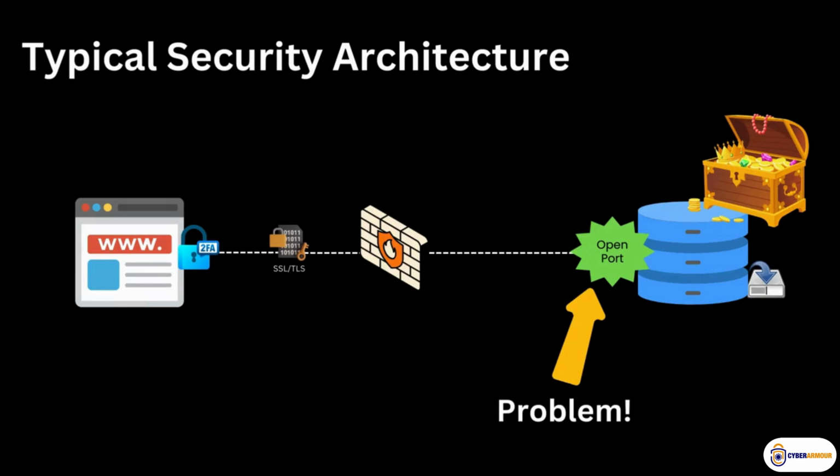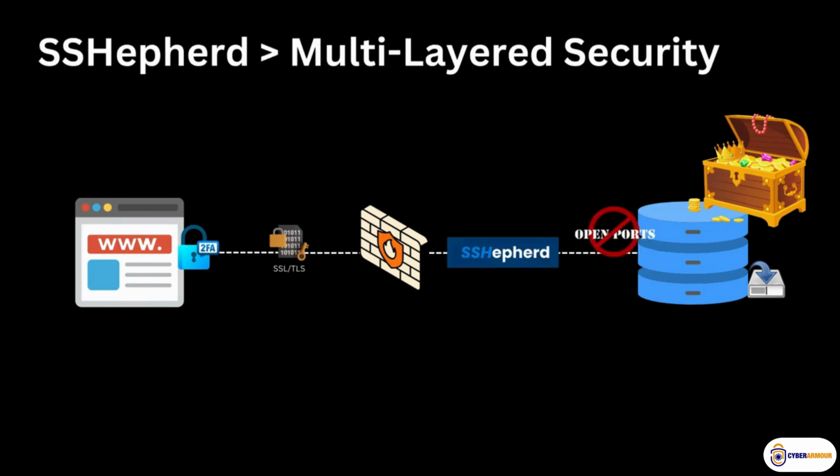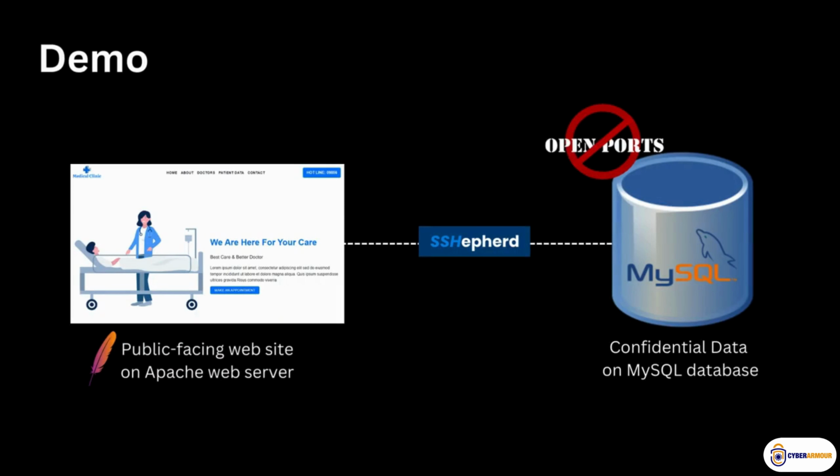So the problem is this open port. By introducing Shepherd, the port can be closed while the tunnel remains open. Shepherd is a key component as part of a multi-layered security strategy. Let me show you a demo. In the demo, we'll see a public-facing website running on Apache connecting to a MySQL database with its ports closed.